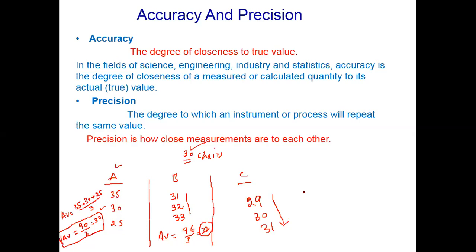If you take the average of this data, the average is equal to 29 plus 30 plus 31 divided by 3, so equal to 90 divided by 3 equals what? 30. So the result of C is both precise, data close to each other, and the result is close to what? Equal to the original value, the true value. So we can say that the working of C is both precise as well as accurate.